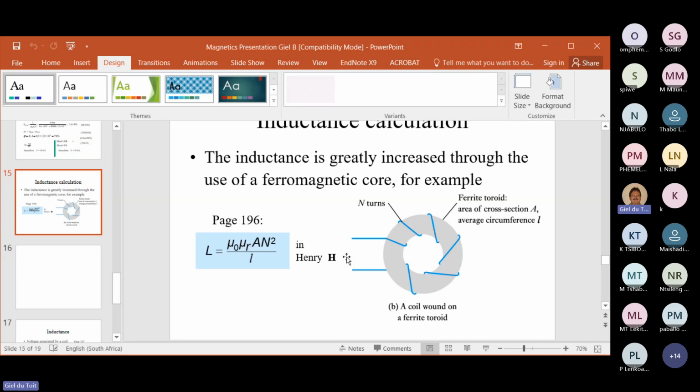Mu r is for this core material. Mu r will have a relative value. Iron is about 1,000 and nickel is about 2,000. Depends what material we use. I will always give that to you in the exam.